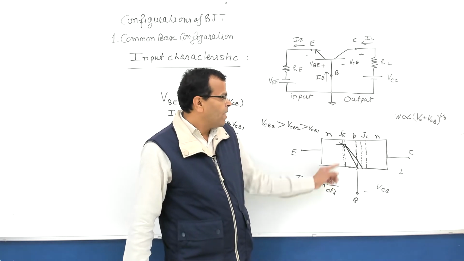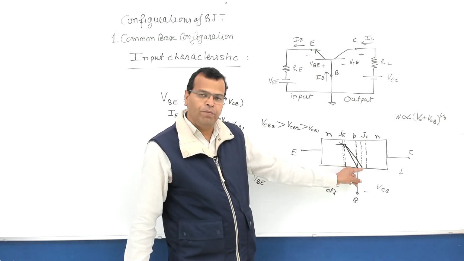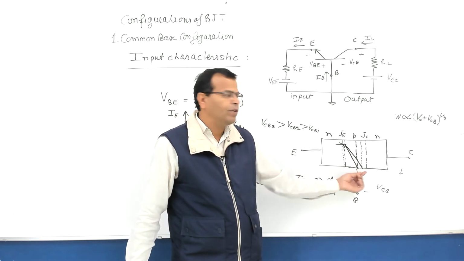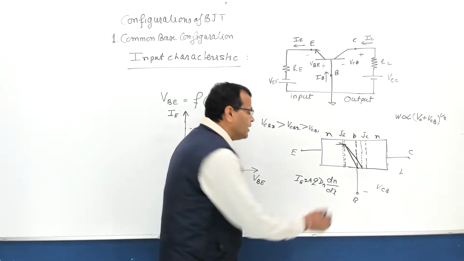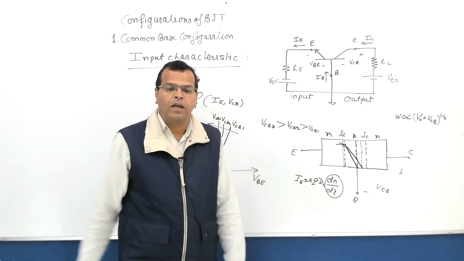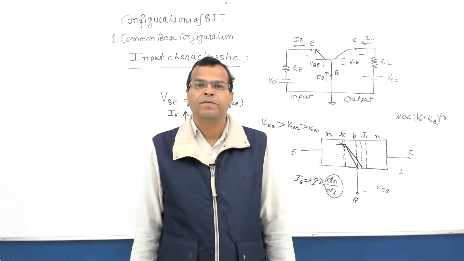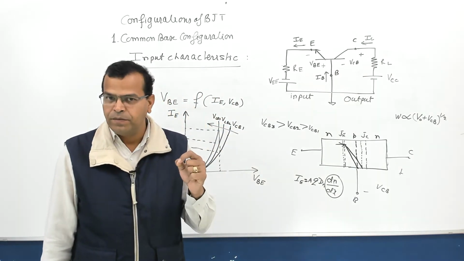the gradient. When you shift this 0 with increase in VCB towards this side, when the width of the depletion layer is increasing, this gradient is increasing, and when gradient is increasing, your emitter current will increase. I hope concept is clear.